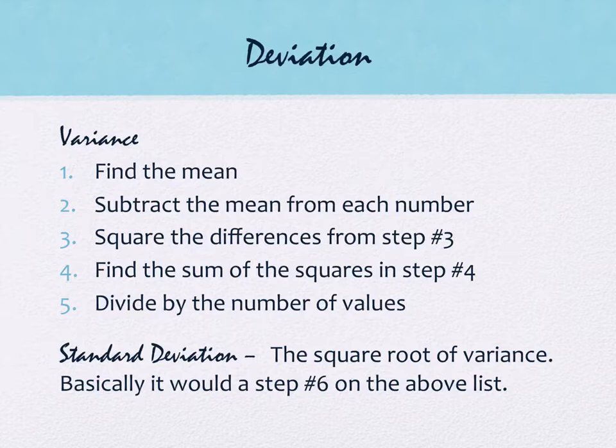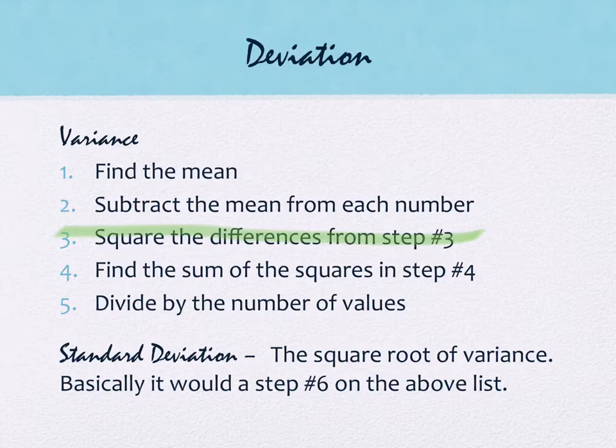The second thing is to subtract the mean from each number. We already did that. Now we did absolute values for that, but the reality is that step 3 says that we're going to square them all anyway, so we can use the absolute values that we already found. Okay? So we're going to square all the differences. And then steps 4 and 5 look just like on the mean absolute deviation. We're going to add them up and divide by the number of values. So the only step really that's new is this one right here, which is the squaring the differences.